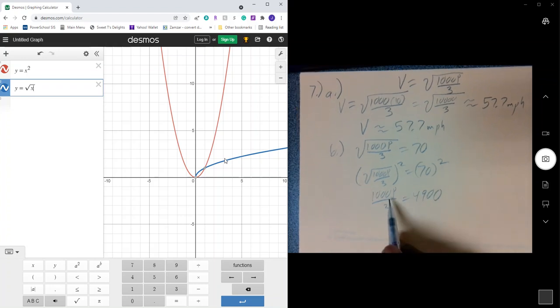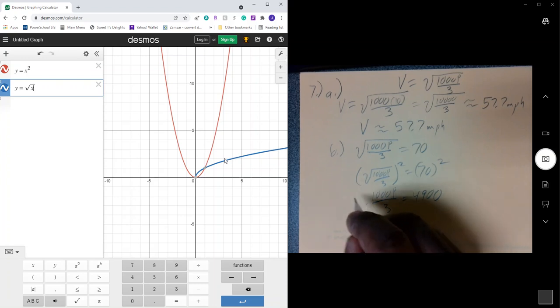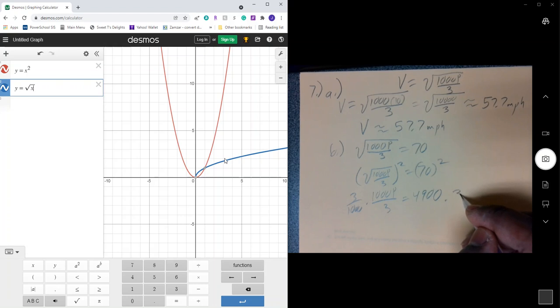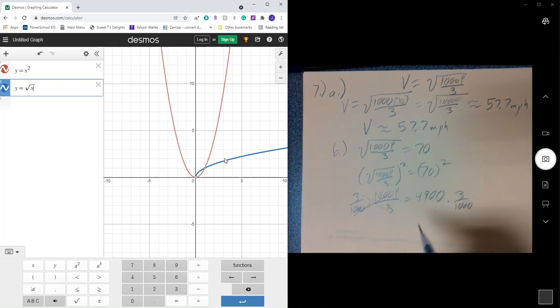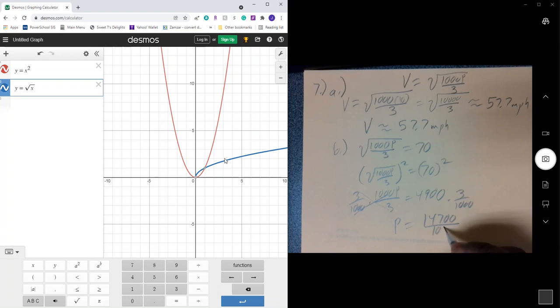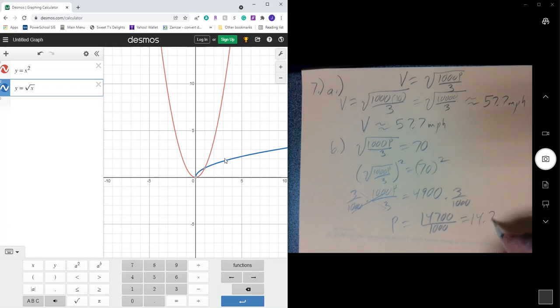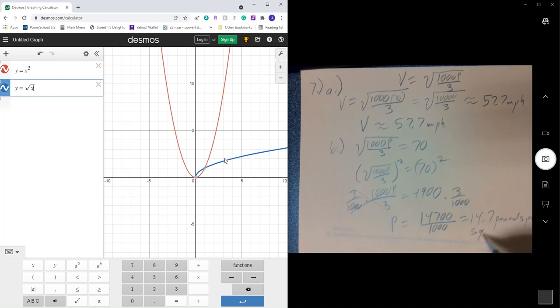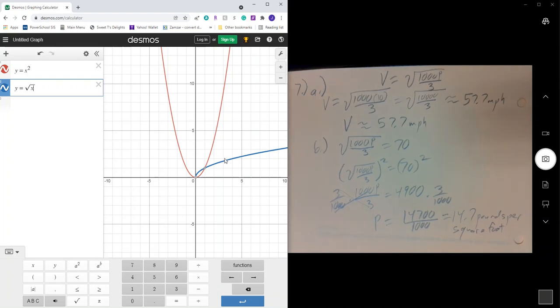Now, 1000p over 3, we can multiply each side by 3 over 1000. This will leave us p is equal to 4900 times 3, which is 14,700 all over 1000. So this is actually equal to 14.7 pounds per square foot. So that is our final answer. 14.7 pounds per square foot.